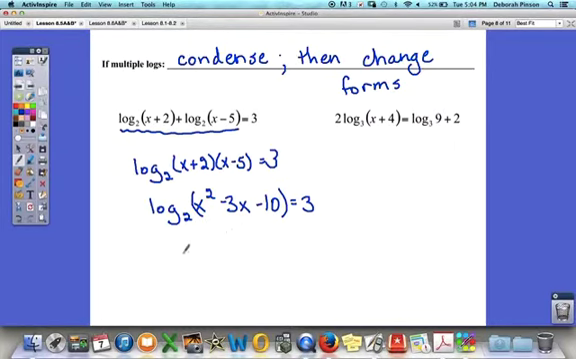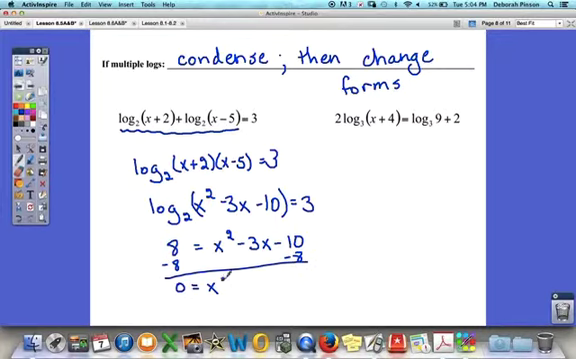I've only got one logarithm now, so I'm going to change forms. So 2 to the third equals all of that stuff. And I'll go through and solve. Now, I'm afraid I'm going to run out of space, so 2 to the third is really 8. And then I'll go through and solve. So I'm going to bring the 8 over here, get everything on one side of the equal sign so that I can factor or use the quadratic formula. So x minus 6, x plus 3, x is 6, and negative 3.